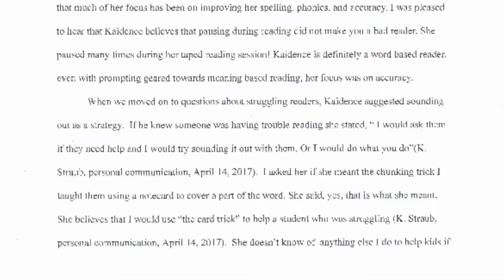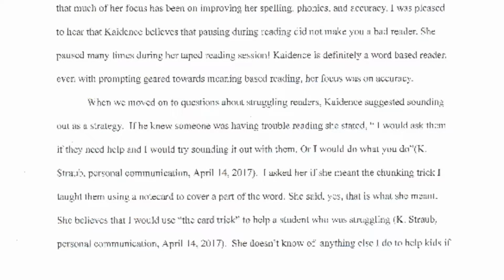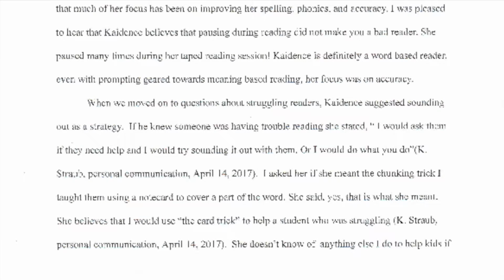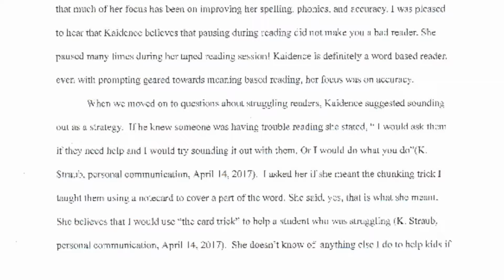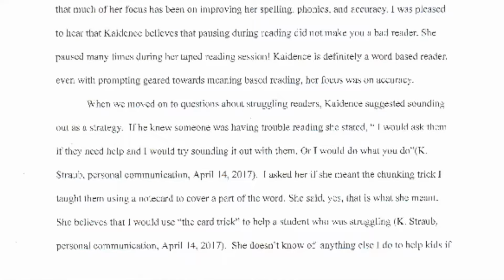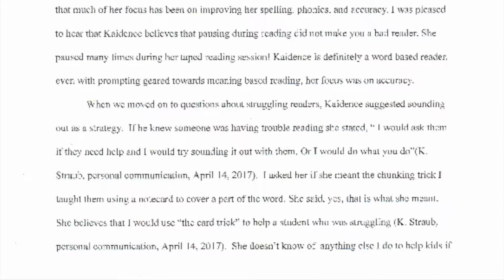She couldn't think of any strategies that she would use differently other than the card trick, which was a bit troublesome to me because of all of the work I've done with her all year long on comprehending and making meaning from stories.